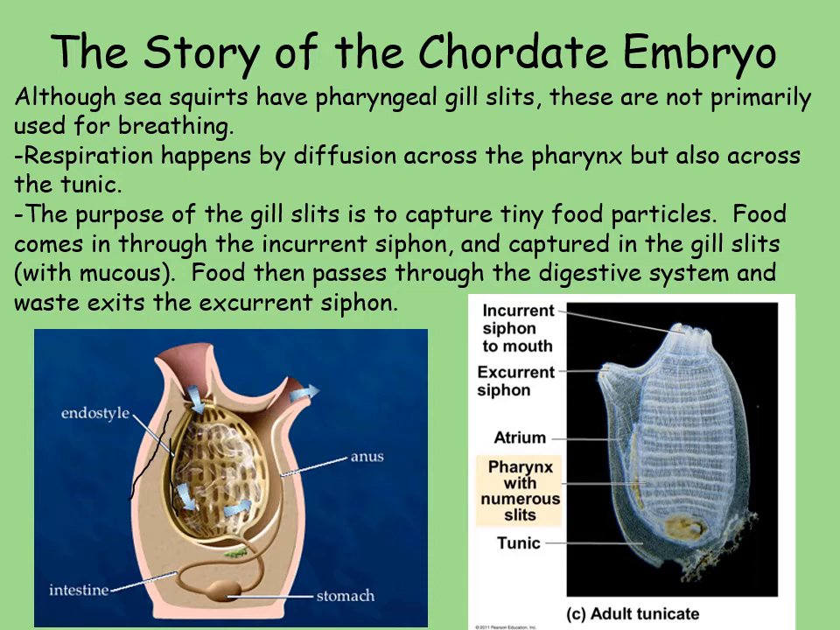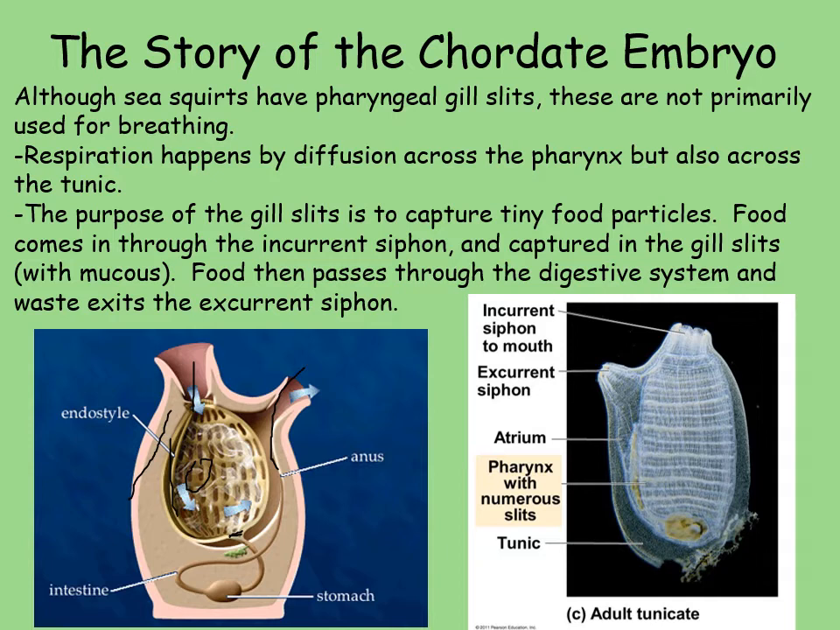So the way that tunicates usually feed is that food particles come in through their incurrent siphon, through this opening here in the diagram, and then food gets captured on the gill slits. The gill slits are also covered in mucus, and then the food is passed from the gill slits to the digestive system, to the mouth, which would be at the base here, and then goes through the digestive system, and then the waste will go out the anus and then out the excurrent siphon.